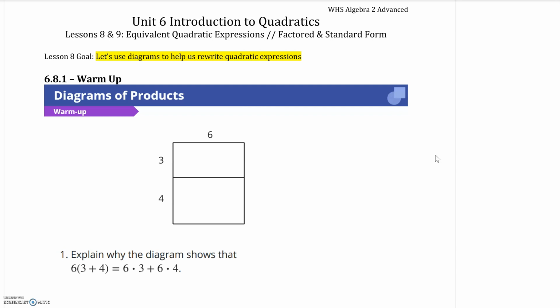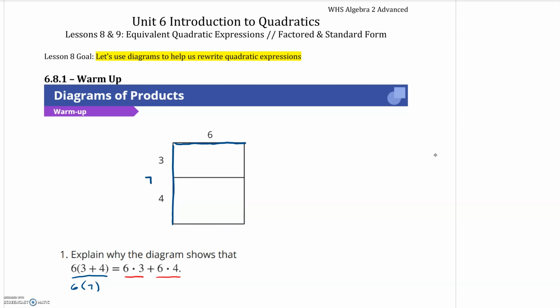Number one, first we see this diagram, a rectangle, and we want to explain why the diagram shows that 6 times the quantity 3 plus 4 is equal to 6 times 3 plus 6 times 4. So if we look at that diagram and think about it, we can think about order of operations here. The first one would change this to 6 times 7, right? Because we have a side length of 6 for the rectangle, and then a total side length here of 7.